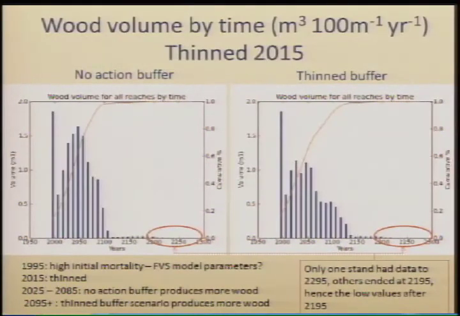So what you're seeing is a high initial mortality. This was in the stand tables. I went in to check on that because I wasn't sure whether that made sense or not, but it's coming in on our stand tables. This was thinned in 2015, and so you see this decrease in wood right around here. And then this area in here is right after the thin for the next 80 years or so. And you're seeing a lot more wood coming in with the no action buffer versus the thinned area.